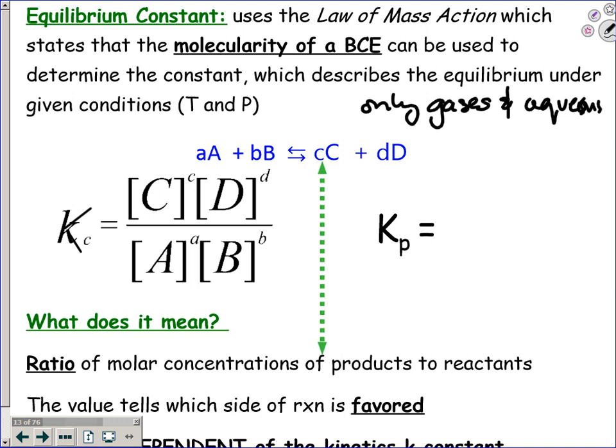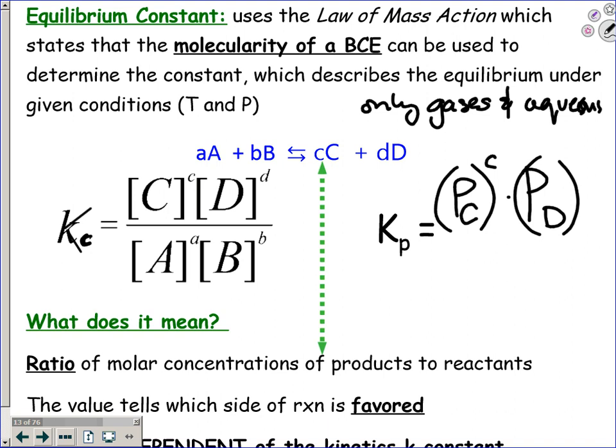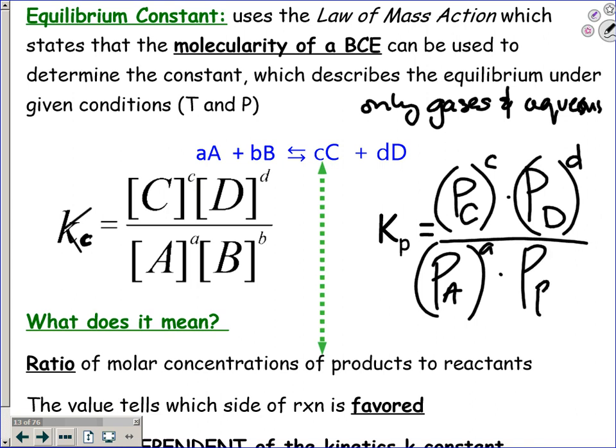Okay, so knowing the little c here, that just means concentration. That means molarity. What does this P represent? Partial pressures. So I want to write this the same way, but using partial pressure notations. So this will be P of product C, no brackets, okay? Brackets are only used for molarity, raised to the little c power, or the coefficient of C, times partial pressure of product D, to the coefficient of little d power, over partial pressure of A, raised to the little a power, times the partial pressure of reactant B, raised to the little b power.